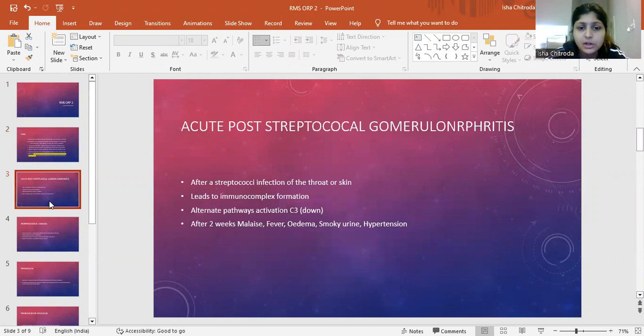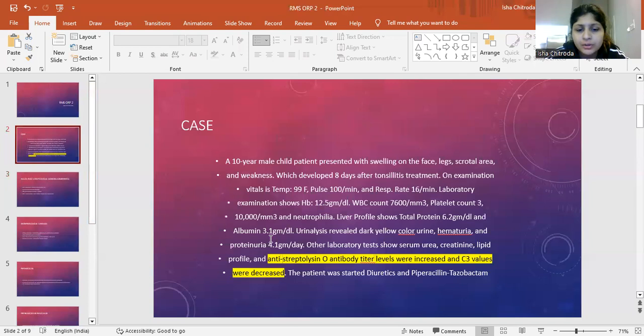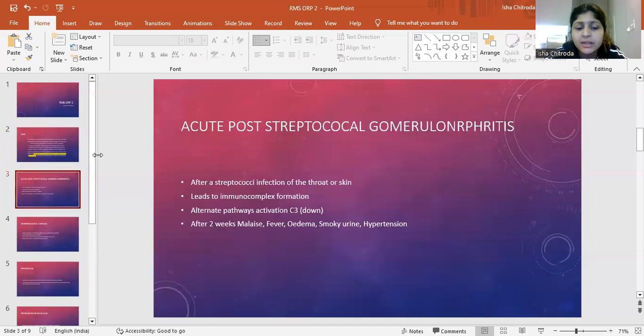The diagnosis is acute post-streptococcal glomerulonephritis, and the reason why I said that anti-streptolysin O antibody was important is because of this bacteria. So basically what happens here is that after this infection, normally after 2 weeks, you would have symptoms such as malaise, fever, edema, smoky urine because of hematuria, and hypertension. You would also have proteinuria here.